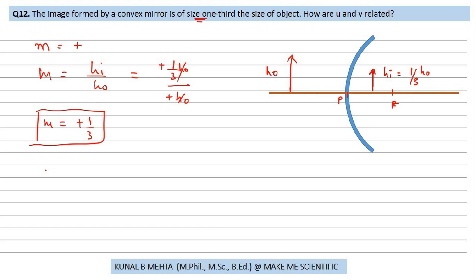Now I can use this formula, minus v upon u is equal to 1/3. On cross multiplying, minus 3v is equal to u. This is the answer to the problem, the relationship between u and v.